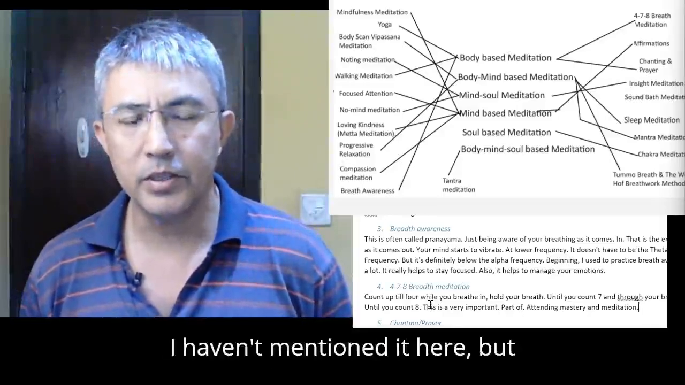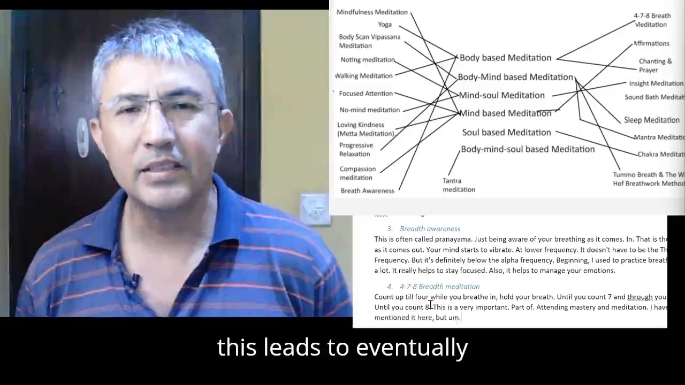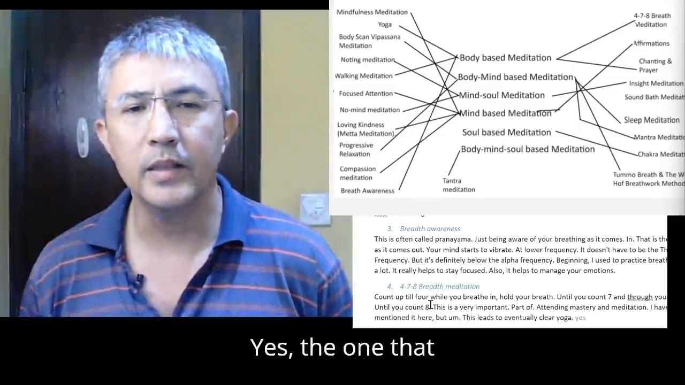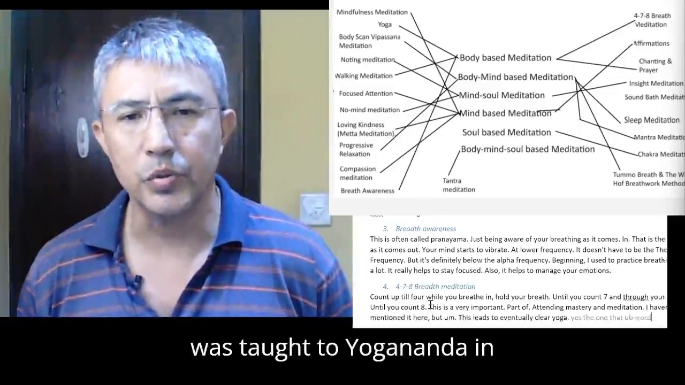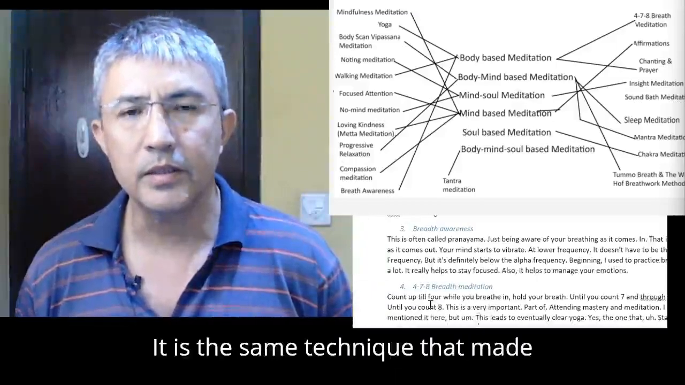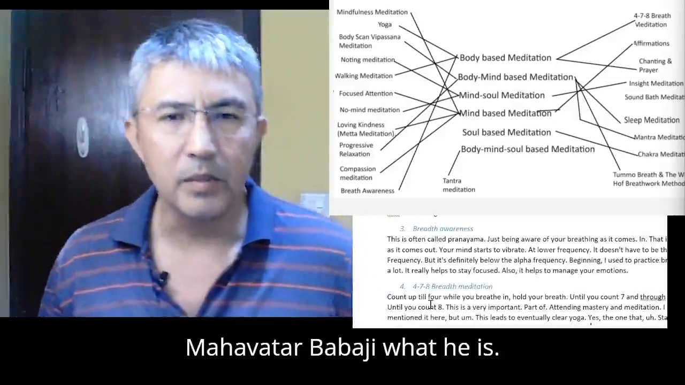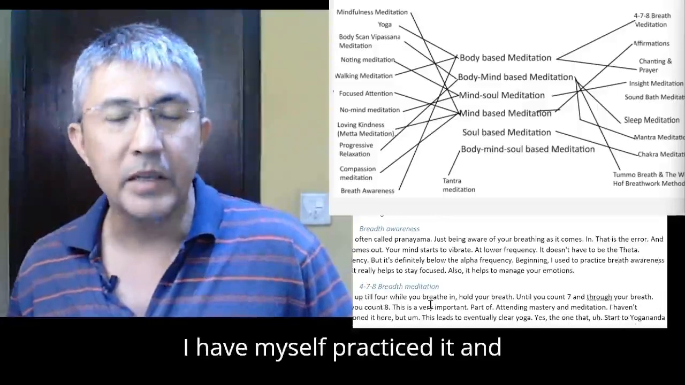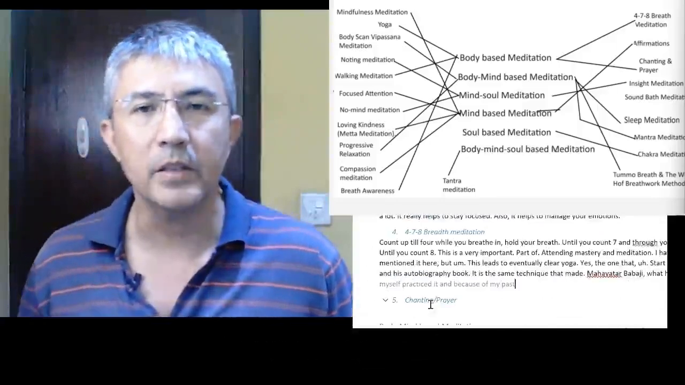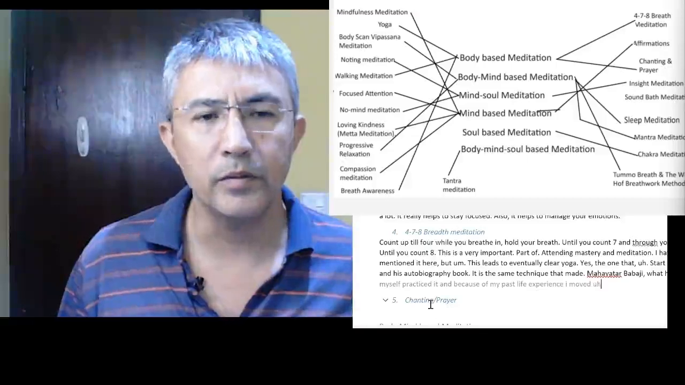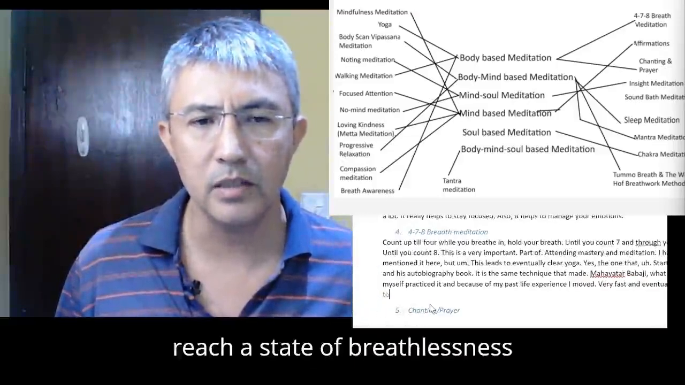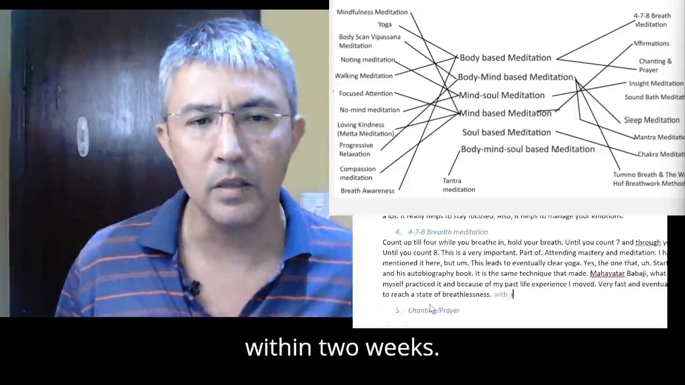I haven't mentioned it here, but this leads eventually to Kriya Yoga. Yes, the one that was taught to Yogananda in his autobiography book. It is the same technique that made Mahavatar Babaji what he is. I have myself practiced it, and because of my past life experience, I moved very fast, and eventually I was able to reach a state of breathlessness within 2 weeks.